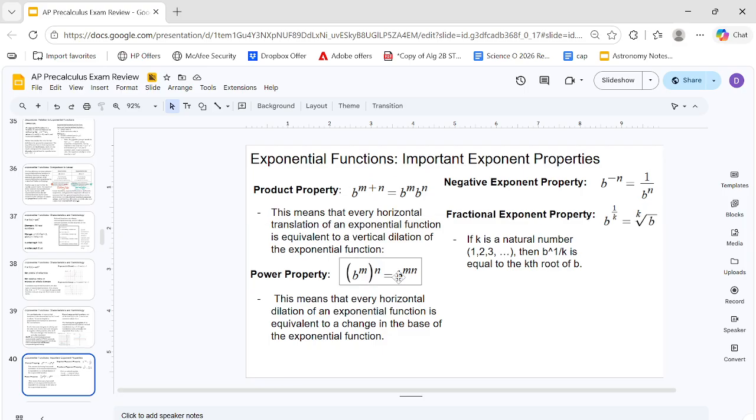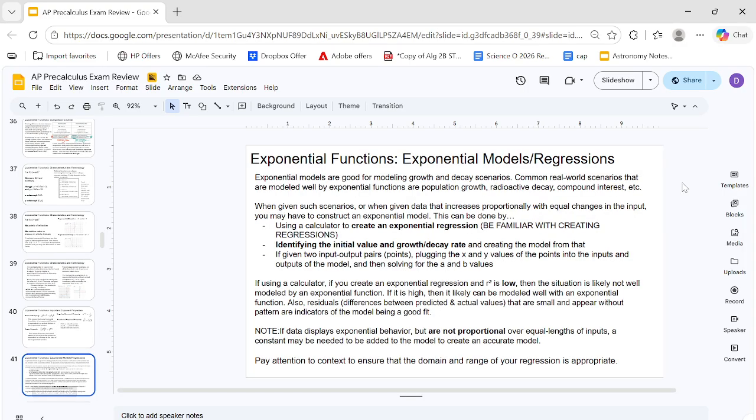Alright, here there's some properties of exponents. These are good to know. Product property, power property, fractional exponent property, negative exponent property. You might need to use those to manipulate exponential expressions. So exponential models are good for modeling growth and decay. You can use regressions for that, or you can identify the initial value and growth rate.